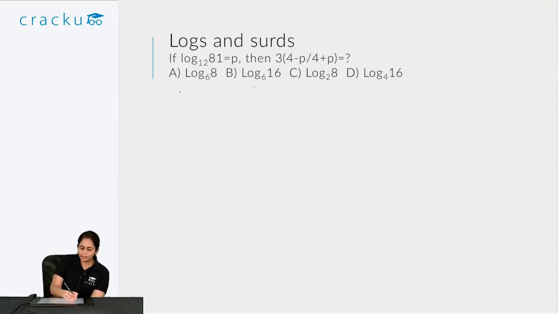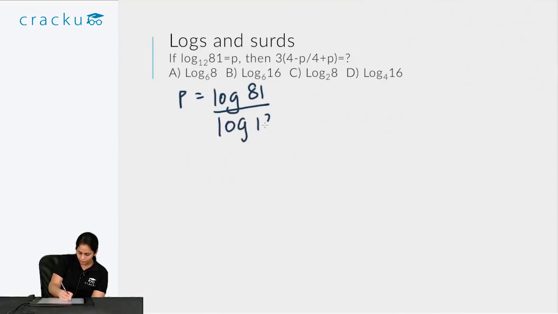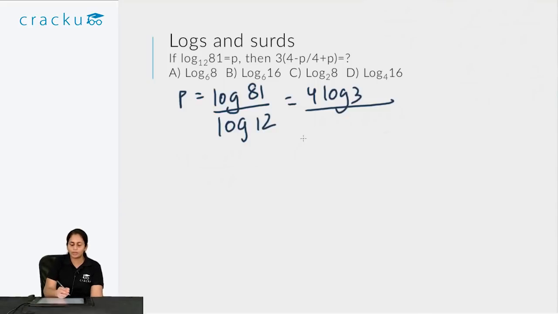So I know that p is equal to log 81 to the base 12, but for the sake of ease of comparison, I will convert it to a base that I am more comfortable with, that is log to the base 10. So I can write this as log 81 to the base 10 divided by log 12 to the base 10. Based on this, 81 is nothing other than 3 raised to 4. So this is essentially 4 log 3, and the denominator is log 12. Log 12 is 3 into 4, so I can write this as log 3 plus log 4.